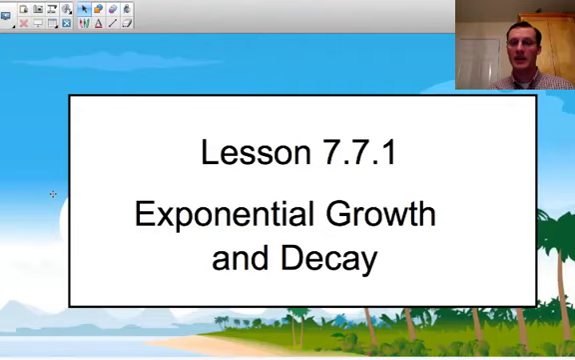Today we're going to look at a new section. We're going to look at exponential growth and decay. We're going to continue looking at our exponential models of functions, but here we're going to look at exponential growth and exponential decay.